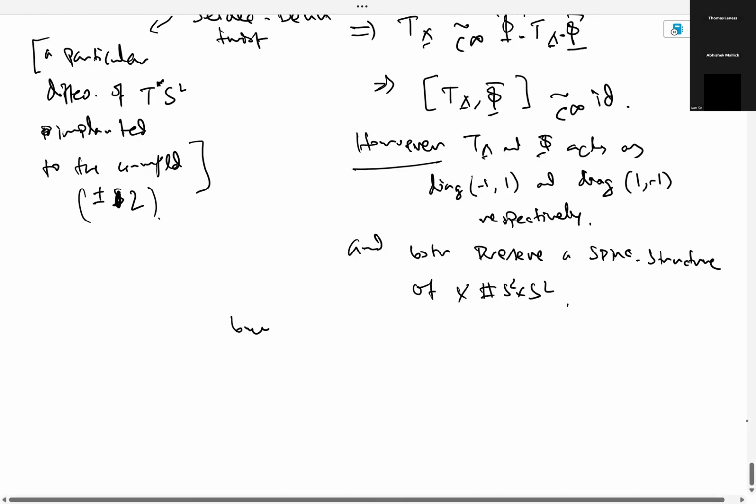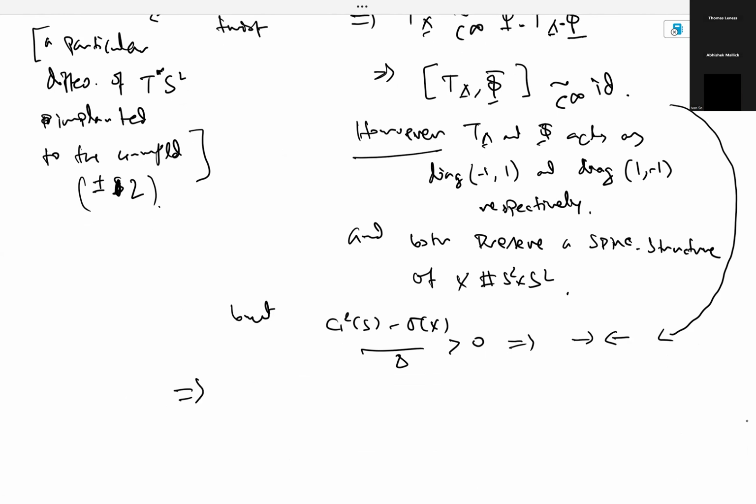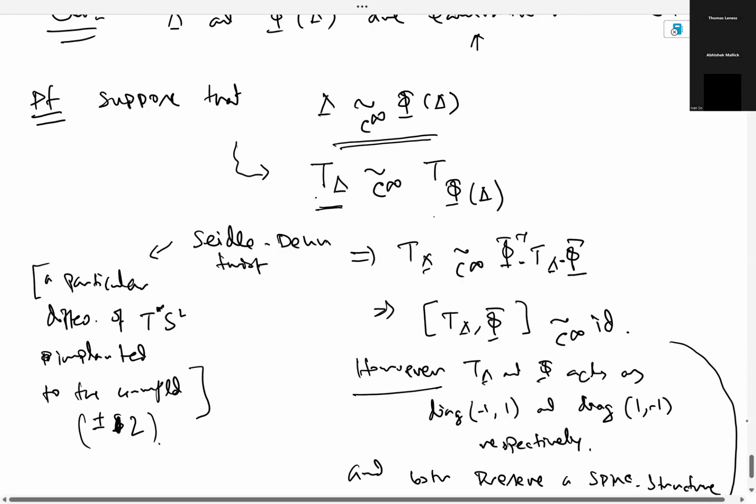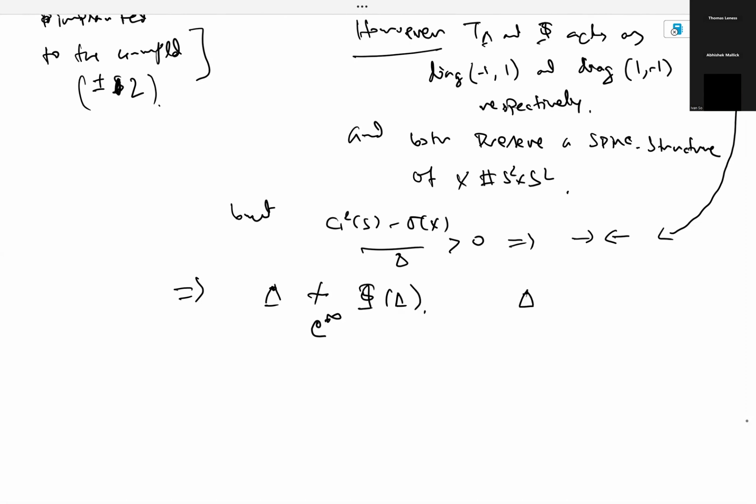But the chunk class square minus signature rate is positive, which is a contradiction to the fact that the commutators are C infinity isotopic to identity. Why is this a contradiction? Because we assume that these two manifolds, these two spheres, are smoothly isotopic. Okay. And why are they topologically isotopic?